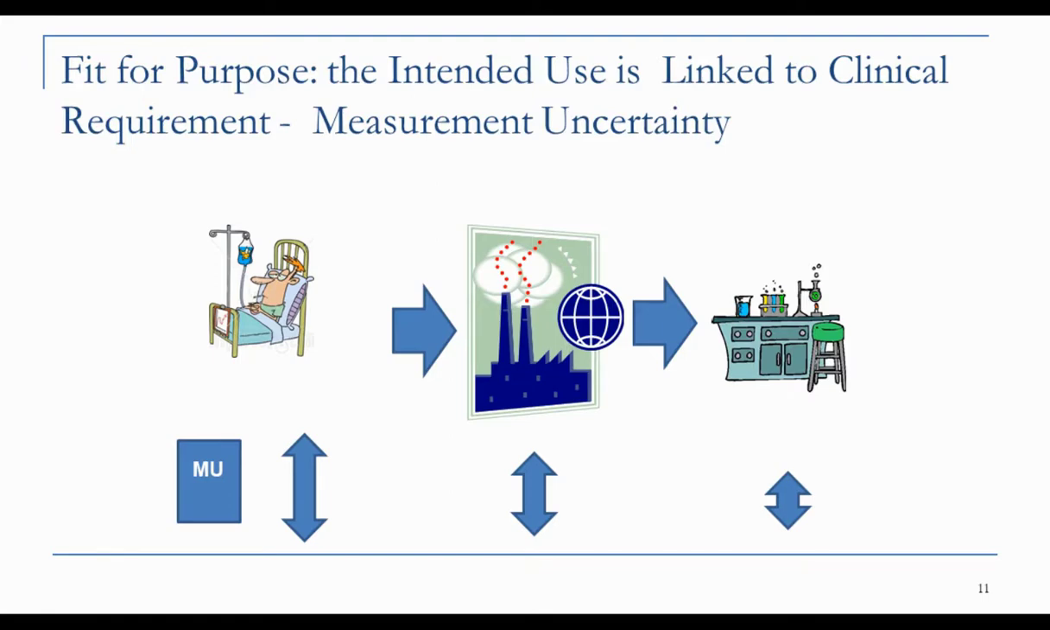Now, fit for purpose, fit for use, fit for intended use, all these phrases. For pharmaceuticals, that means the intended use is linked to the clinical requirement. And here we see 3 arrows representing the measurement uncertainty. Of what? Well, look. When they do a clinical study, they find out the concentration of the drug that they need to use. Well, they manufacture the drug, and you've got to make sure that that is within the concentration used in clinical, so manufacturing has to manufacture to a smaller range.